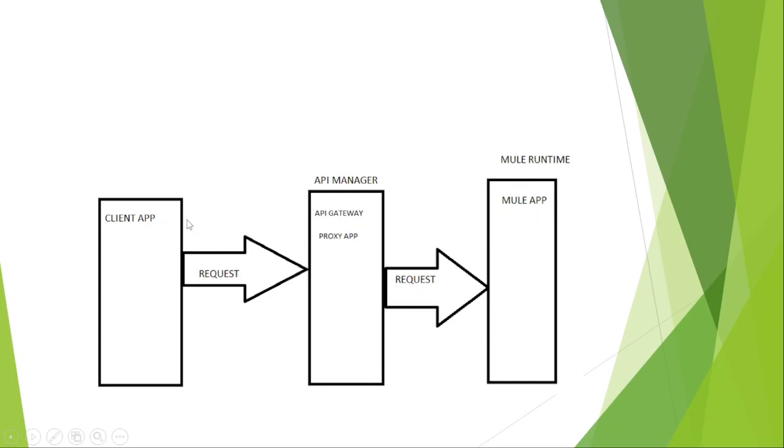How does it work? Once the client sends the request, the API gateway checks whether the authentication is correct. Let's take an example where we have given authentication as username and password. If the client is requesting with the correct username and password, then we validate that this request is authentic. After that, we have auto discovery. What will auto discovery do? It will automatically route the request to the Mule application.